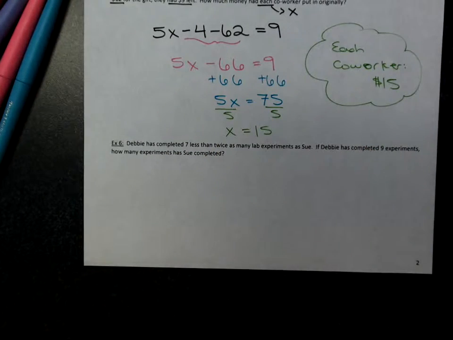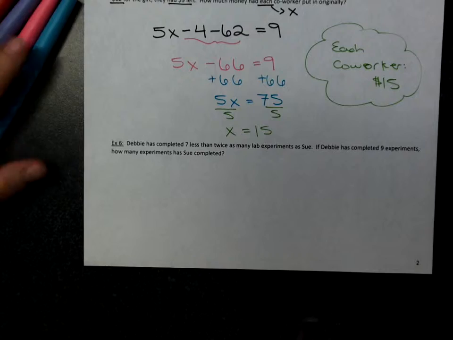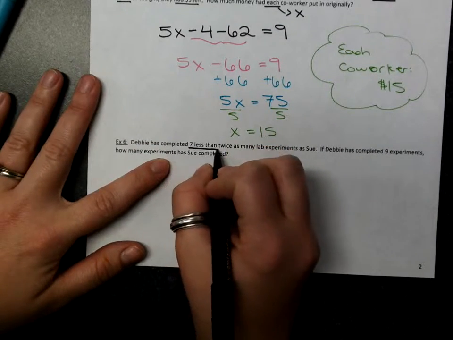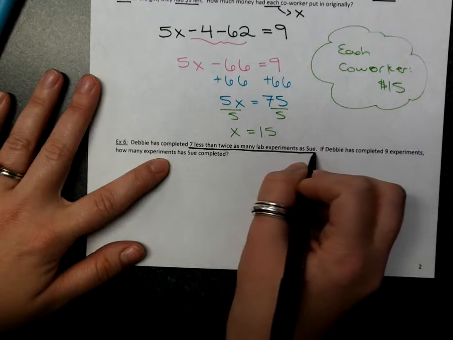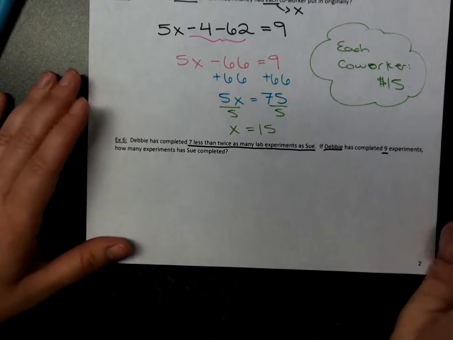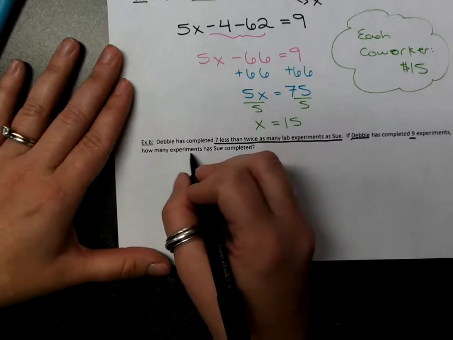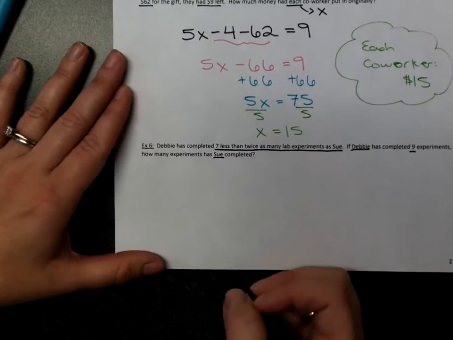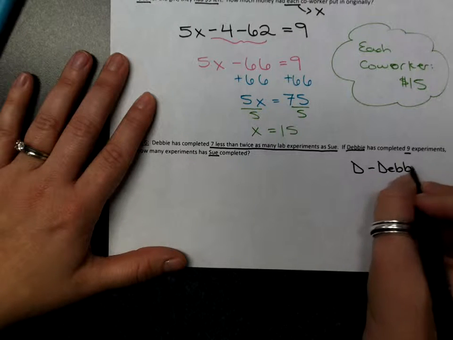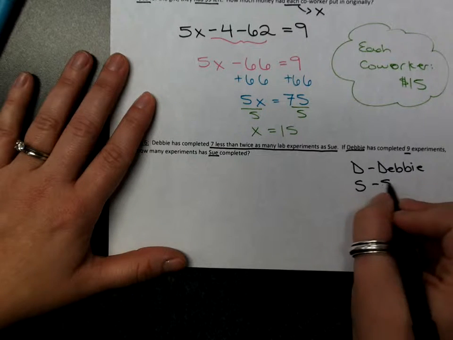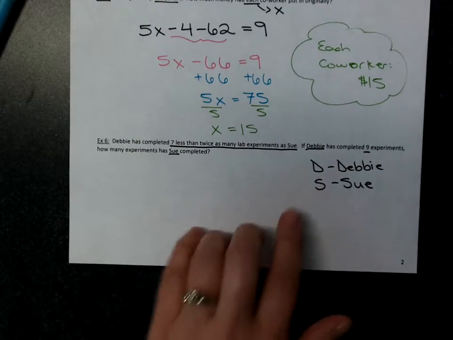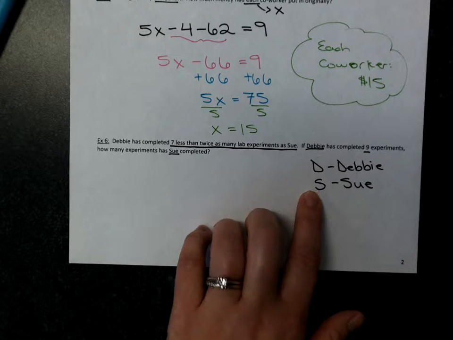All right, and finally, this one's a little tricky too. Debbie has completed, this is a tricky phrase, 7 less than twice as many lab experiments as Sue. If Debbie has completed 9 experiments, how many experiments has Sue completed? So Debbie and Sue, I'm going to use D for Debbie and S for Sue. Instead of using X and Y, I don't want to get confused. So I'm going to use D for Debbie and S for Sue.